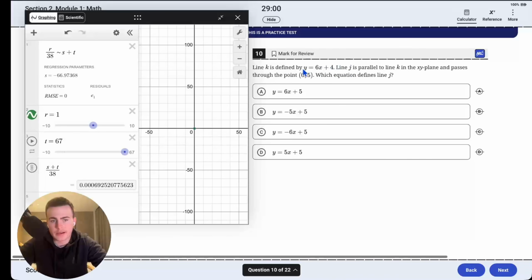Line J is parallel to line K and passes through this point. Which equation defines J? Well, if something is parallel, that means the slope is the same. So the slope of the other line is going to be 6, which means the answer is just A. That's it. Yeah. Pretty easy there.